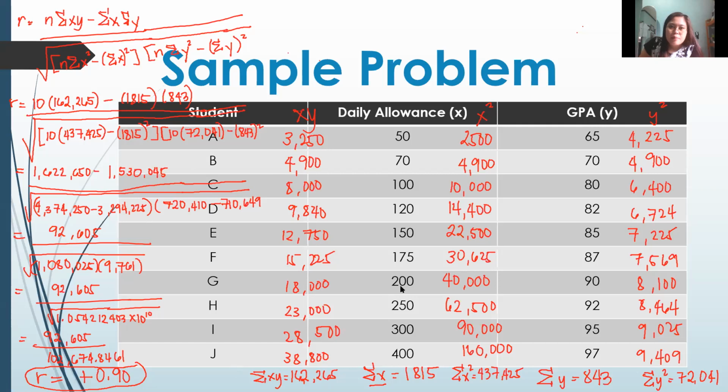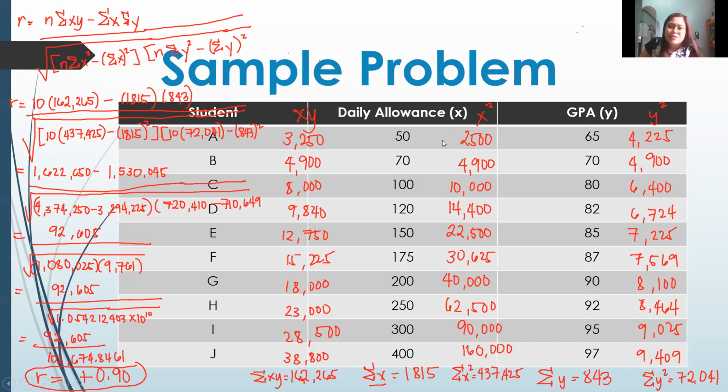And then, we have here X and Y, meaning the X will be the first group or the variable. And then variable X, pwede siyang dependent variable. And then the GPA is the Y variable. Now, kailangan nato kuon ang summation of X. So when you say summation of X, you just have to add all scores sa first group. So in this case, the summation of X is 1,815.